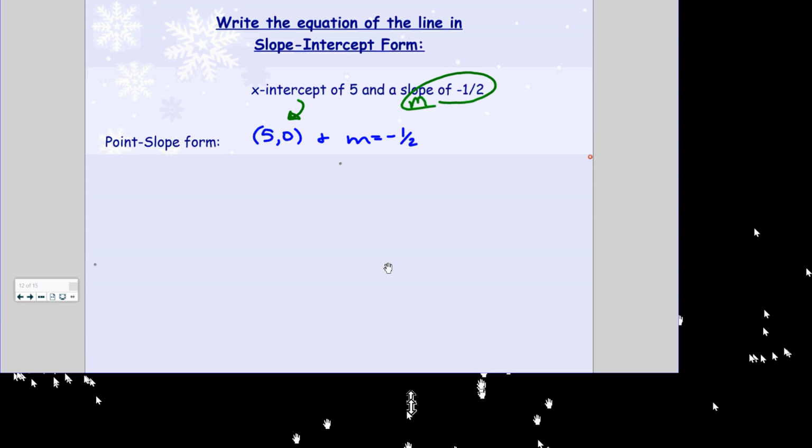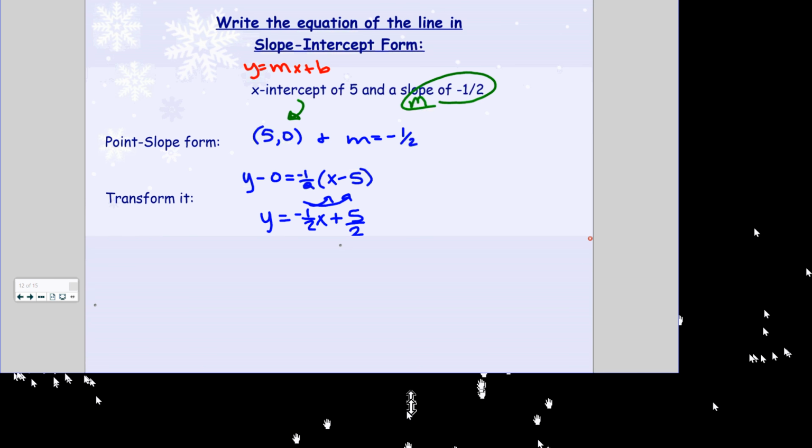Go ahead and make this transformation to slope-intercept on your own, using point slope if you can, and practicing with that. All right, so if you're ready to check, let's do that. If not, just click pause and finish working this out. Okay, so filling into point slope form, y minus 0 equals -1/2 times x minus 5. Distribute first. And the y minus 0 is really nice because that just goes away and we're done.